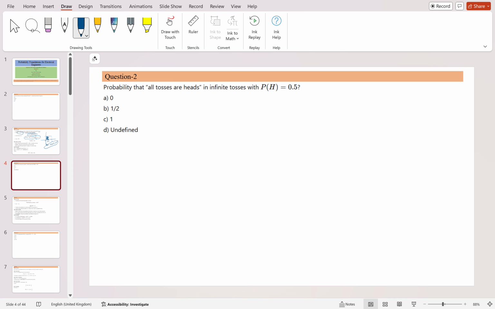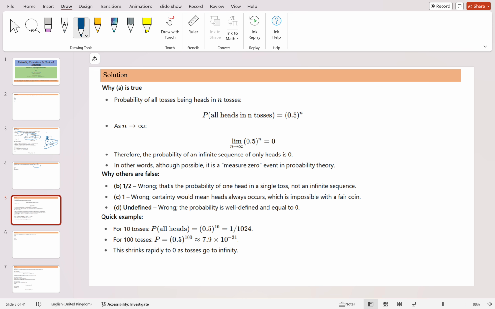Okay, let me give the solution. Here it is asking for the probability that all the tosses are heads in infinite tosses, with the probability of head being 0.5. The overall probability will be 1, so the probability of head is 0.5, and similarly the probability of tail will be 0.5. When you say all the tosses will be heads, it means you are tossing first head, second head, third head, and so on, up to n tosses, and n could be infinity.